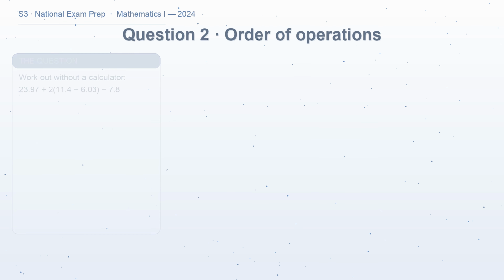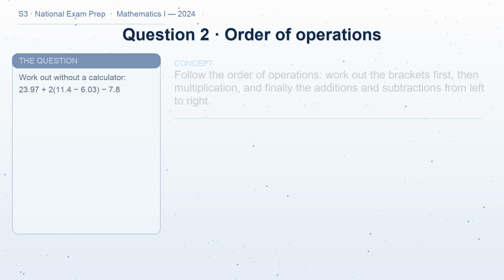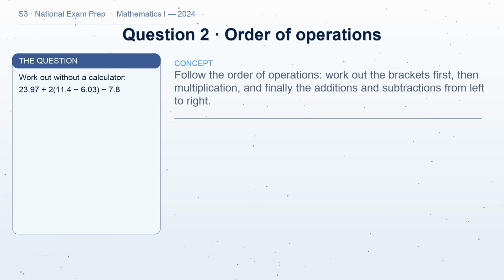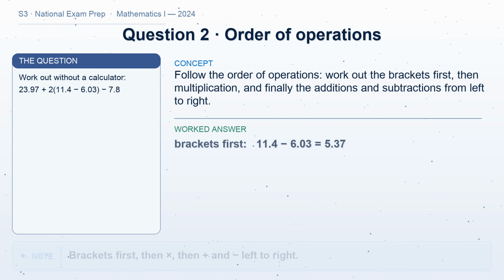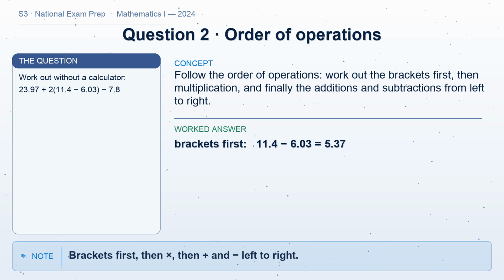Question 2. Work this out without a calculator. 23.97 plus 2 times, in brackets, 11.4 minus 6.03, minus 7.8. We follow the order of operations. Brackets come first, then multiplication, and finally addition and subtraction from left to right.